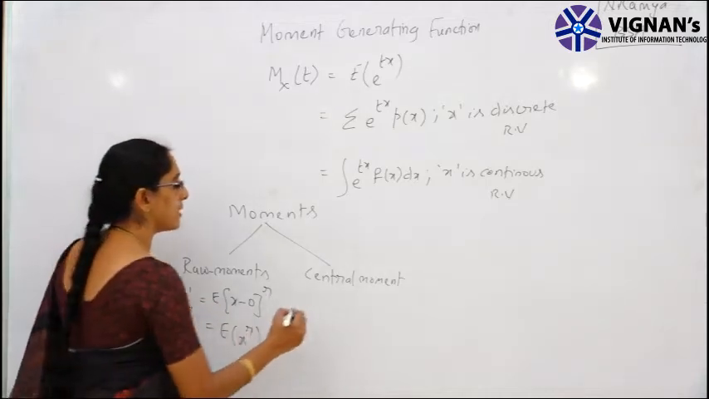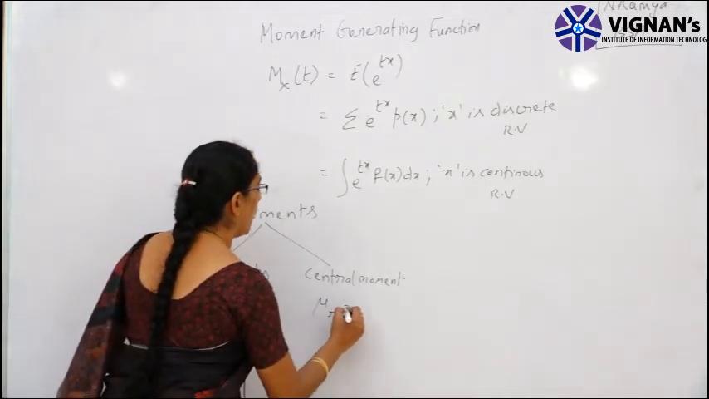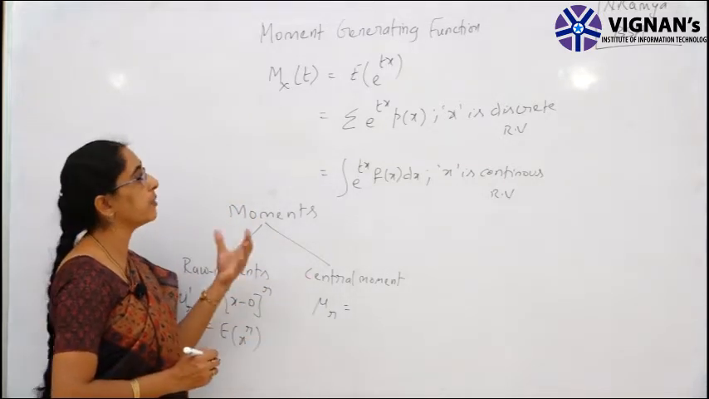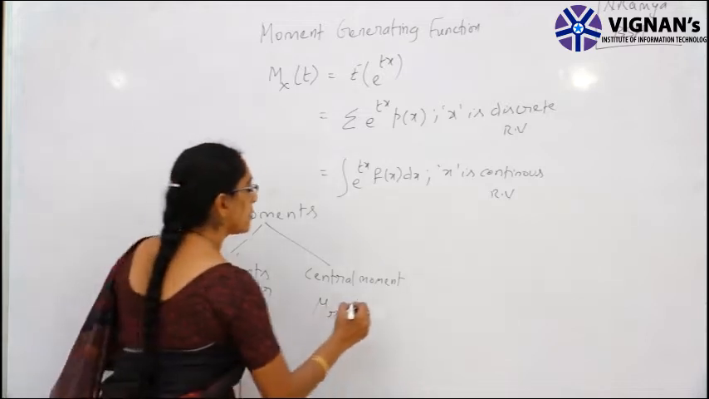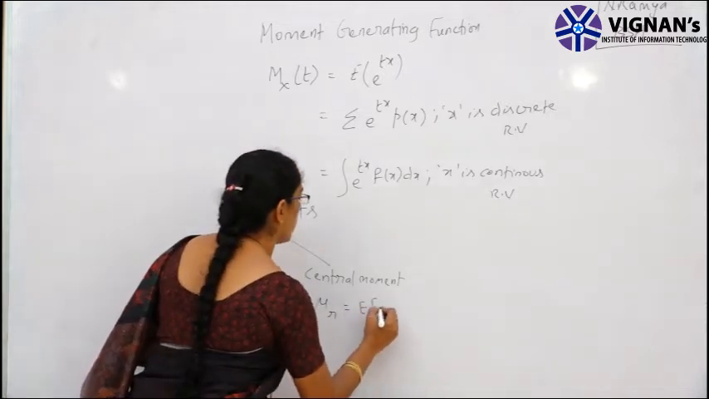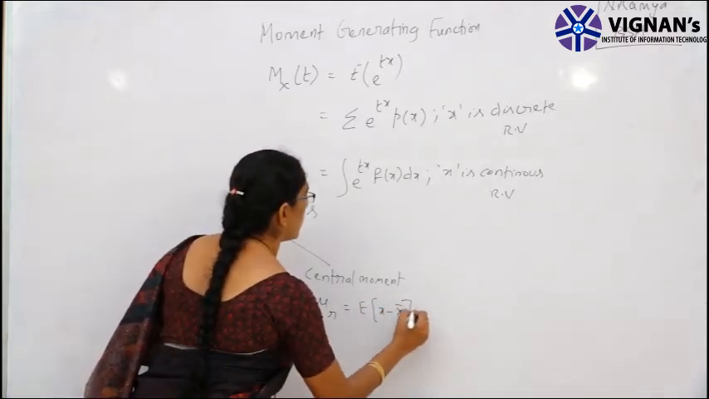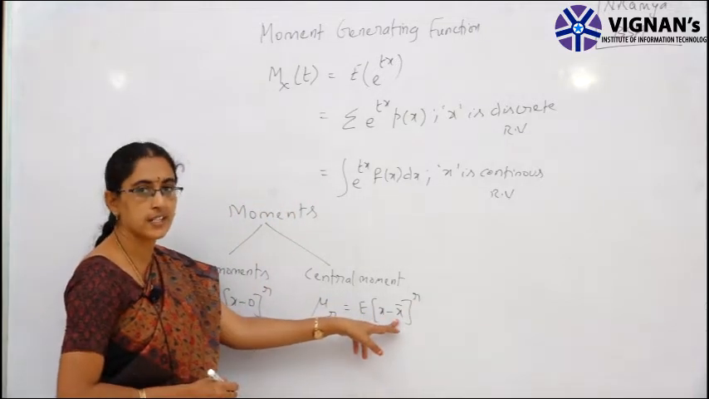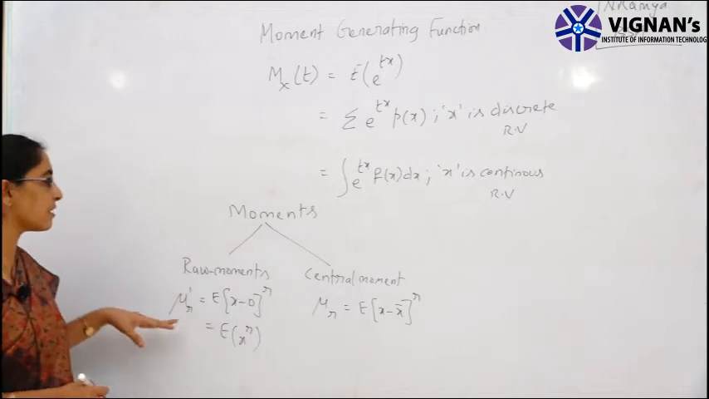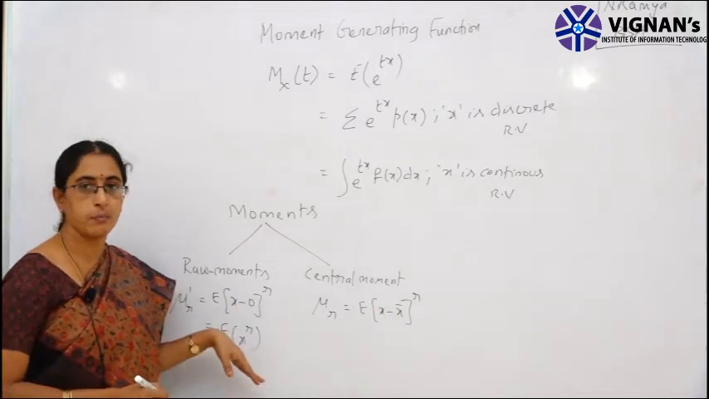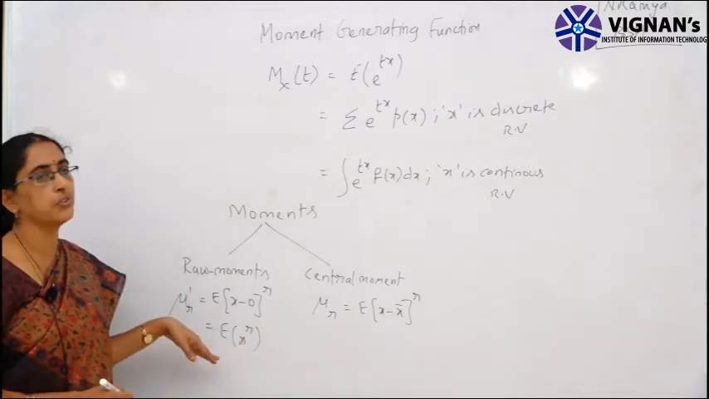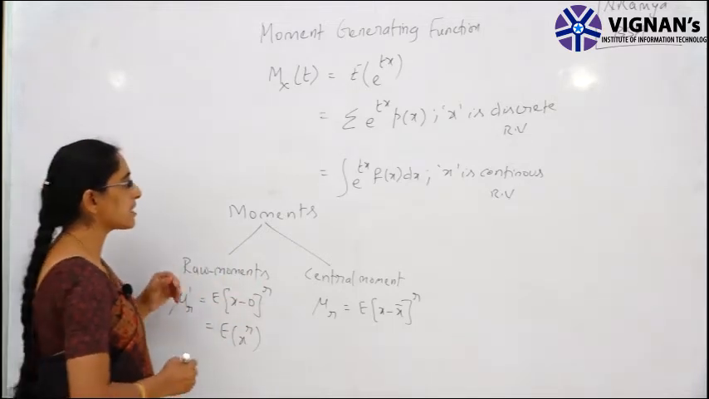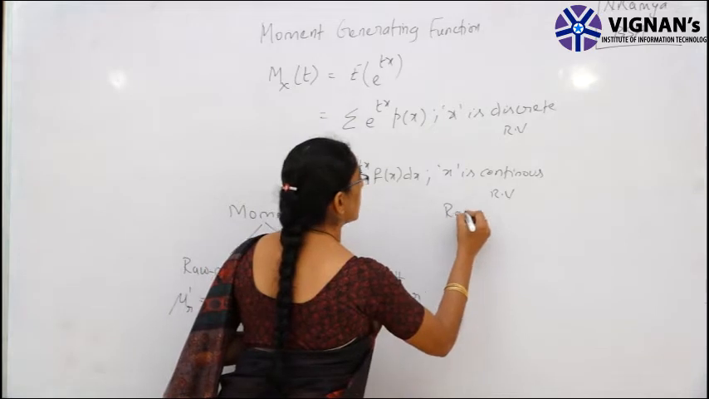Whereas the central moments are denoted by mu r, and the other name for central moments is moments about the mean. From the mean means again E of x. So it is given by expectation of (x minus x bar) whole power r, or instead of x bar you can write E of x also. There is a relation between these two also, but before going to that, we have to know the first three or four moments of these. Let us consider the raw moments here.